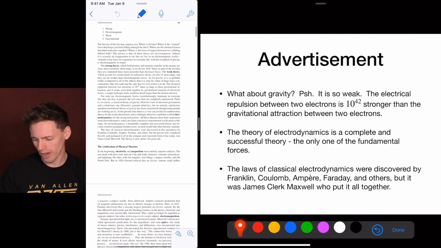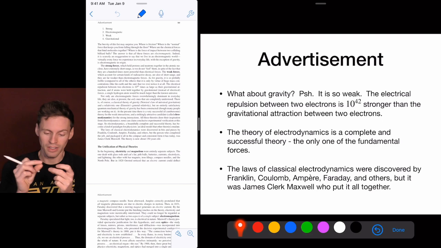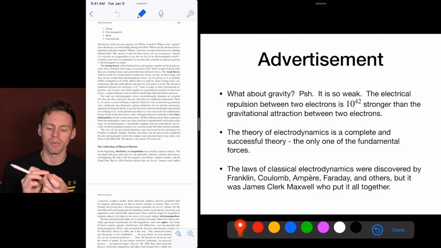So what about gravity? Gravity is so weak. If you calculate Coulomb's law, the force between two electrons is 10 to the 40 times stronger than Newton's gravitational force from the masses of the electrons. The electrons will repel each other way stronger than gravity will hold them together. So we don't really see gravity in fundamental interactions either, because the electrical repulsion between electrons is way stronger than gravity.